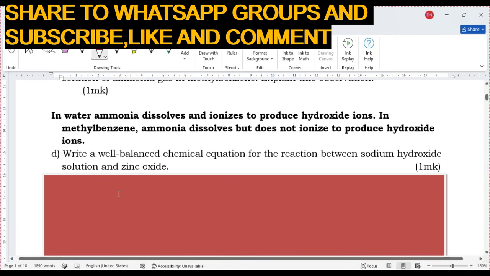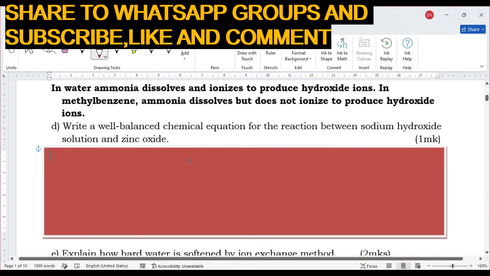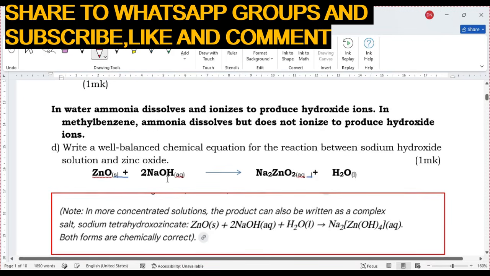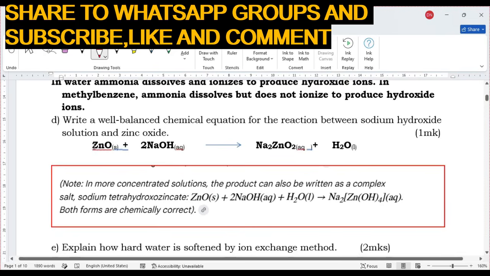So here we have two equations which take place. I'm going to give you the common one. So we start with this common one. Zinc will react with sodium hydroxide to form sodium zincate. This one is called sodium zincate, plus water. But I have a note here.